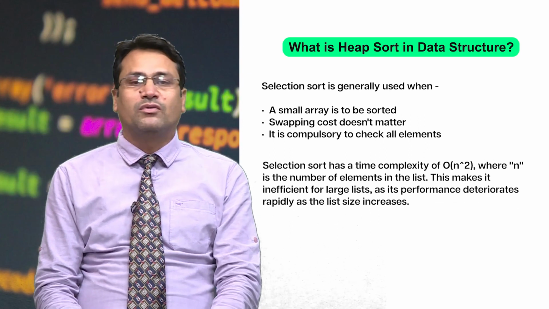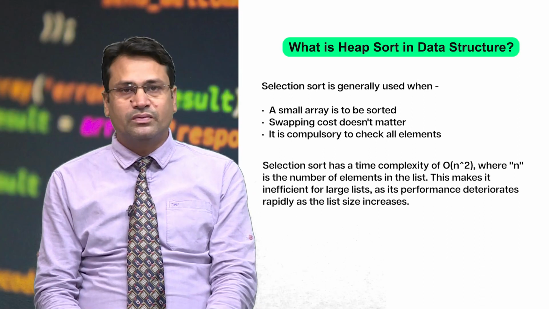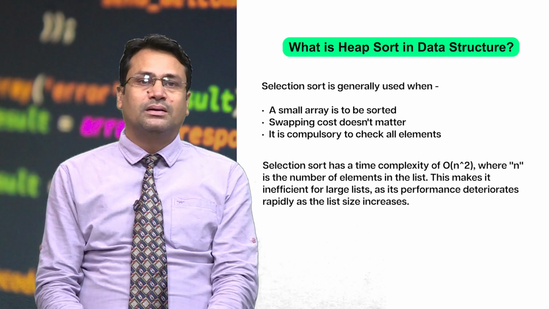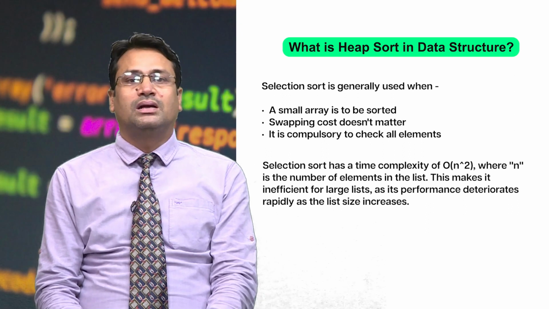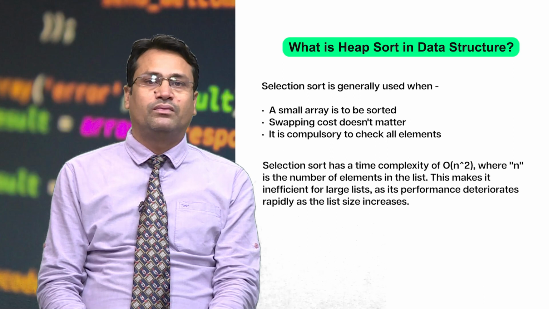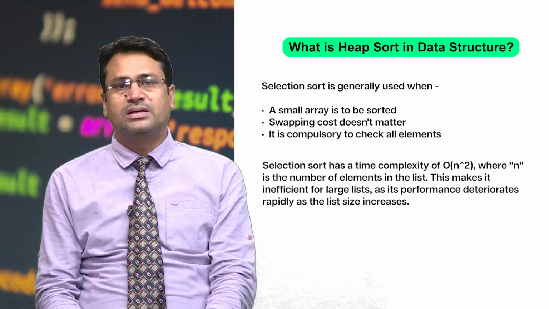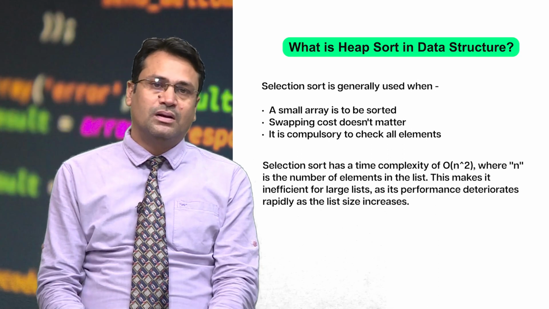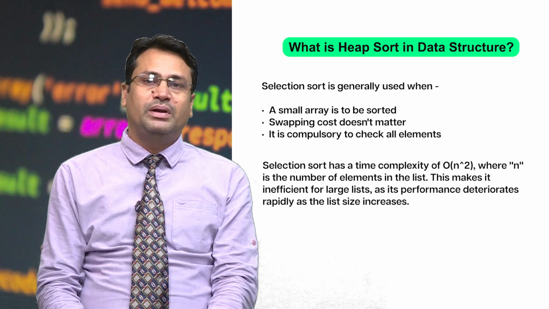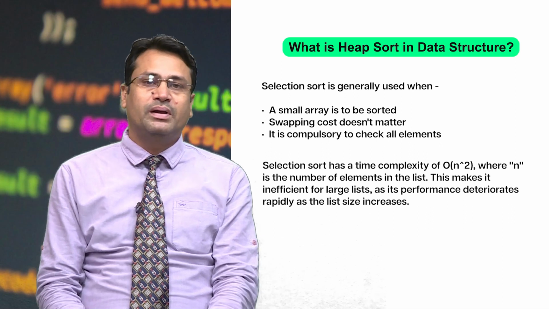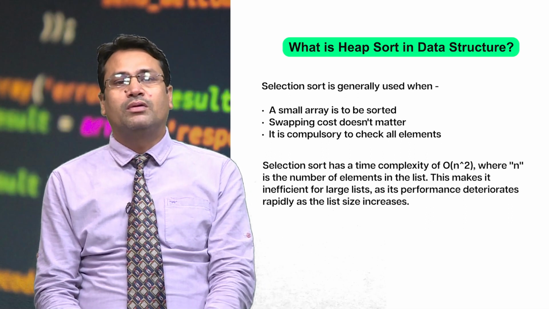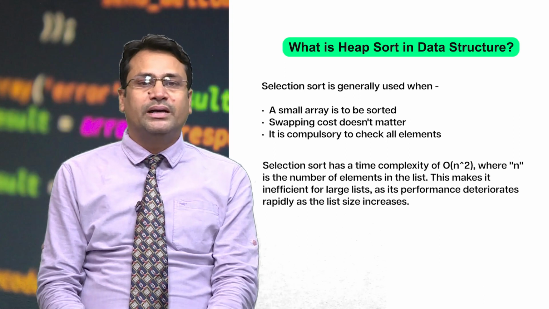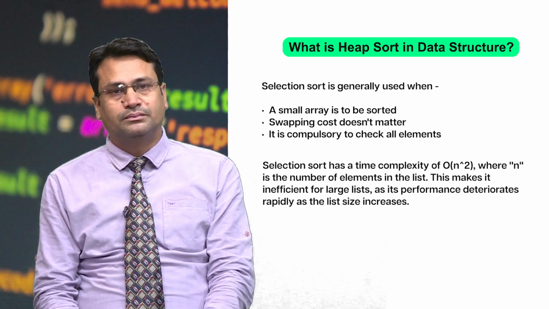Selection sort has a time complexity of order of n square, where n is the number of elements in the list. This makes it inefficient for large lists and the performance deteriorates as the list size increases. However, it has the advantage of being easy to understand and implement, and it performs a constant number of swaps, which can be useful in situations where minimizing data movement is a priority.